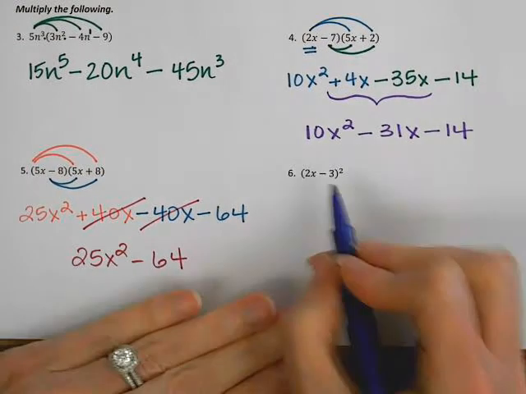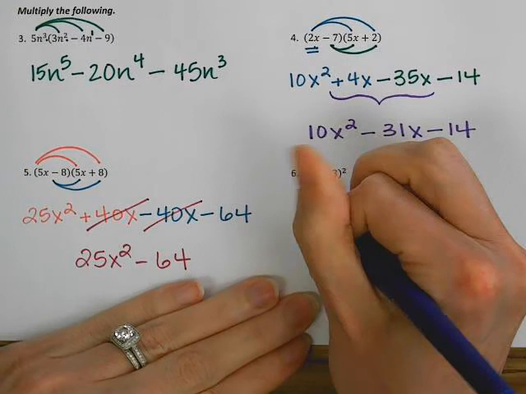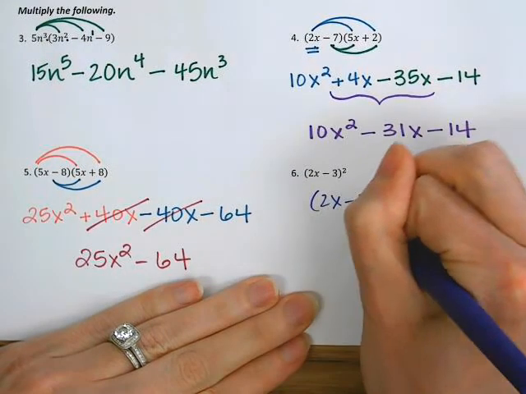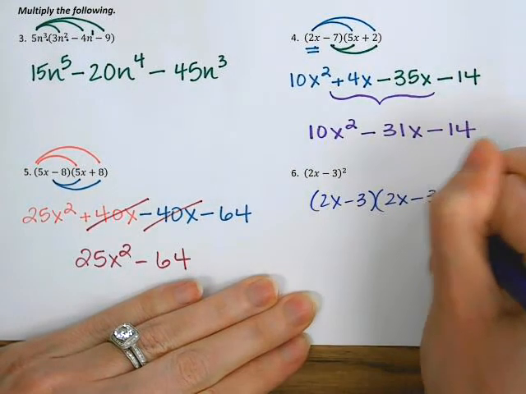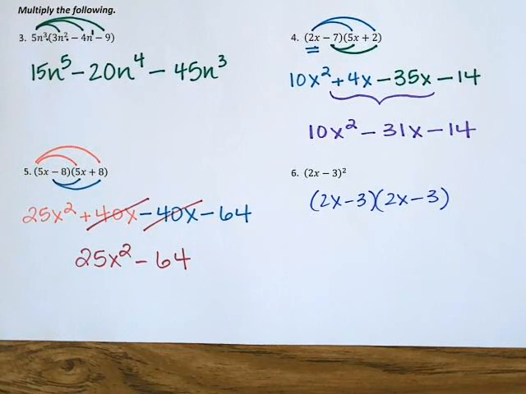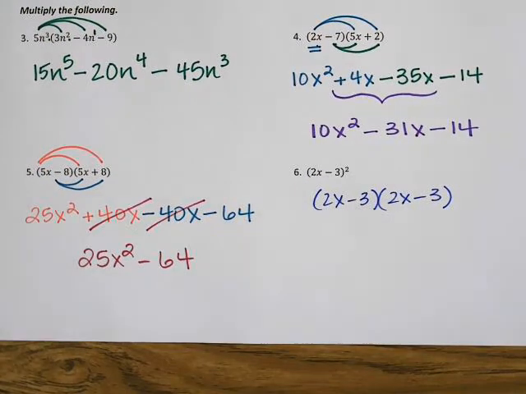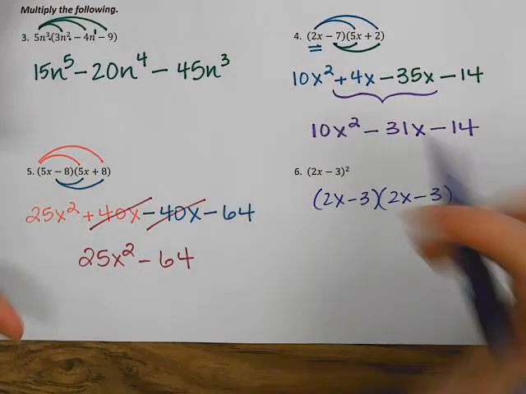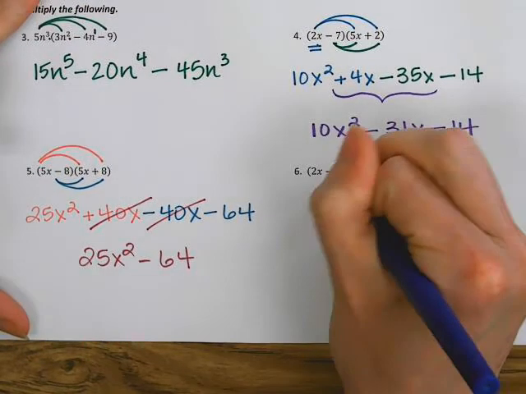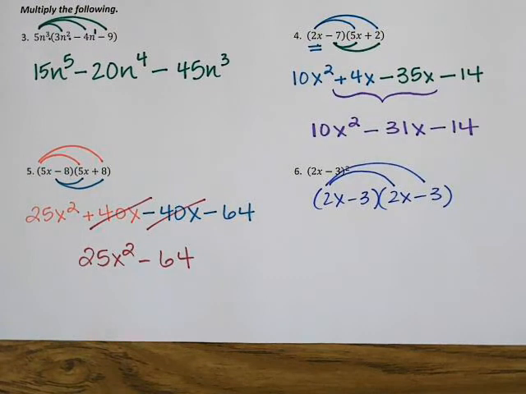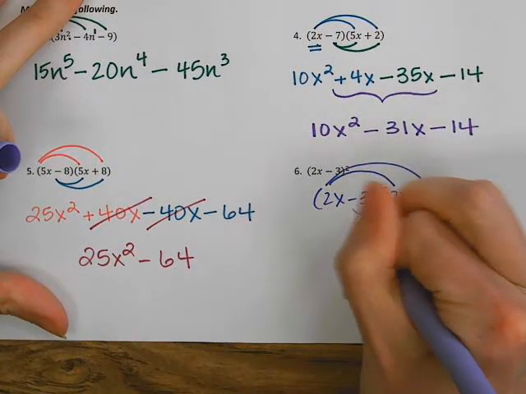Now, when you have a binomial squared, you have to remember to write it times itself, right? Write it twice, exactly the same twice. And then, just like number 4 and 5, double distribute. So multiply the 2x to both, and then multiply the negative 3 to both.